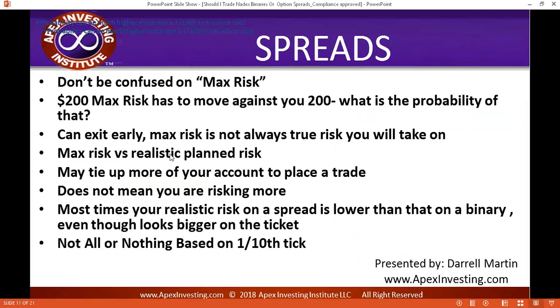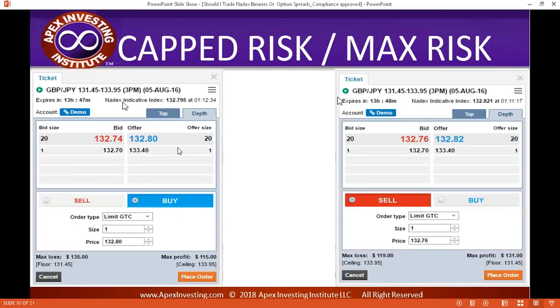Okay, but what happens if you get into a spread? Let's say we bought this spread for 132.80 and the market goes up 4 ticks. Well, how much would you make on your spread? If you bought it for 132.80 and it expires at 132.84, then you've only made $4 on your spread, because it's $1 a pip, right?